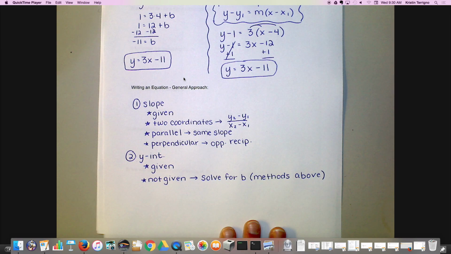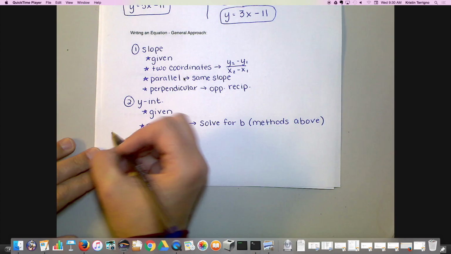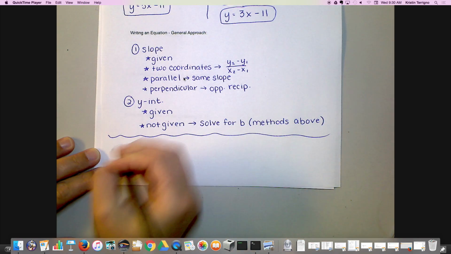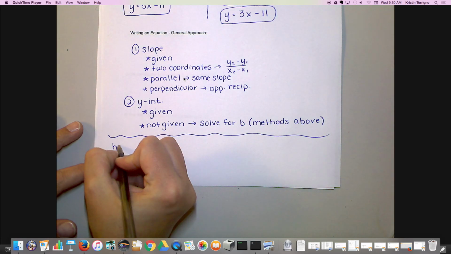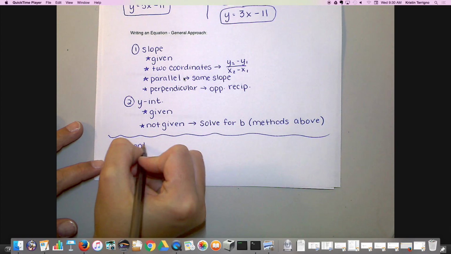But there are some unique ones that kind of show up once in a while. I'm going to kind of just write these down at the bottom. That would be your horizontal and vertical lines.